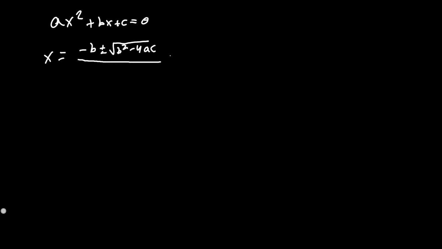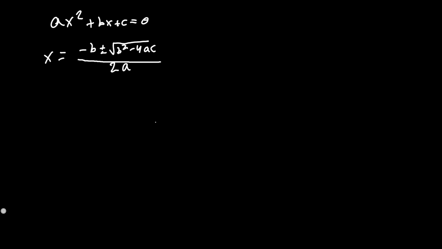Alright, so in this video we will be talking about the discriminant of a quadratic polynomial. For a quadratic polynomial ax squared plus bx plus c is equal to 0, the formula for the solution is x is equal to minus b plus or minus the square root of b squared minus 4ac, all over 2a.